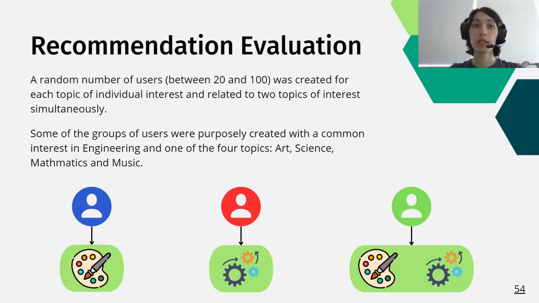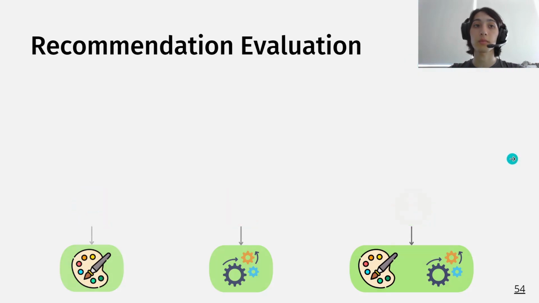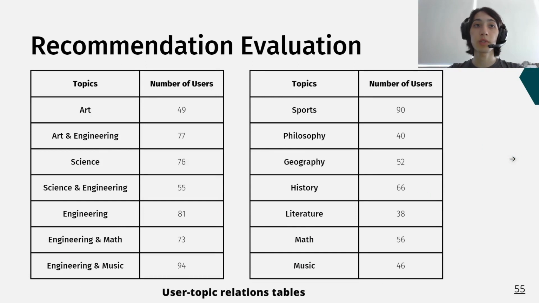From these relationships, it is expected that the algorithm understands that there is a relationship between users who are interested in engineering and those interested in art, science, mathematics, and music, and recommends educational resources related to these topics for users who only like engineering. This table displays the random quantity of users created for each singular topic or group of topics.